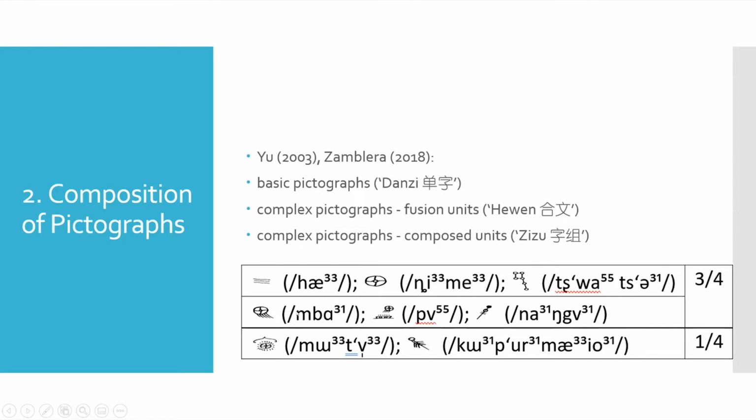And this one means sunlight, and this is to dry, and it's still a monosyllabic word. And for this one, there are a few multisyllabic words represented by this kind of glyph. This one is a Tibetan loan word for a lunar mansion's name. And the third type is the complex pictographs with composed units.